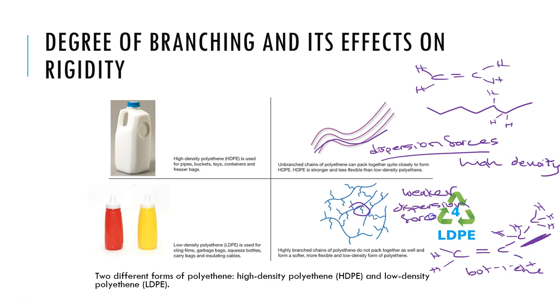We have weaker dispersion forces because there is less packing, less surface area coming into contact with each other. So these are generally more malleable. We can use them for things like cling films and garbage bags and squeeze bottles. They're going to be softer, a little bit more stretchy. They're not as dense as our HDPE. High density polyethylene has high density because the chains can stack together nice and tightly. With low density polyethylene, we've introduced branching, so now they can't get close to each other. So they have a lower density. There are fewer polymer chains per volume of polymer.